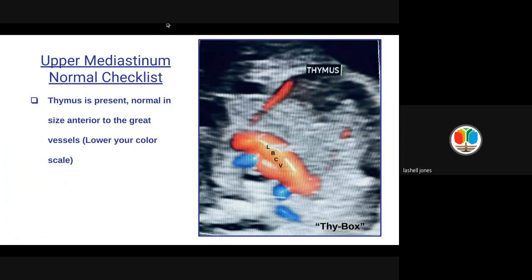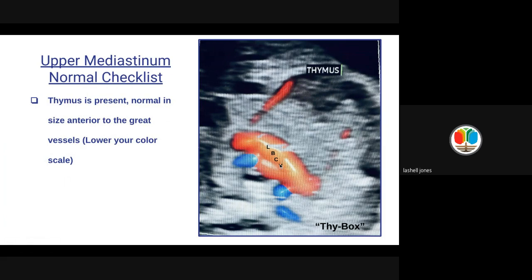Okay, so now we're going to look into some structures of our thymus gland. Our thymus is very important to visualize, not only that it's there, but you want to recognize that it is normal size. This is a classic picture known as the thigh box. The reason it's known as the thigh box is that you can see the mammary arteries creating a box illusion around the thymus gland.